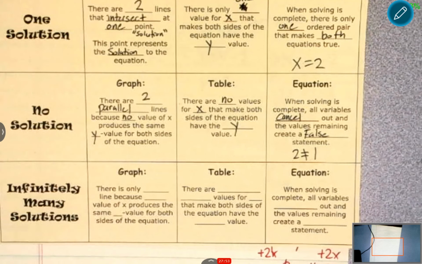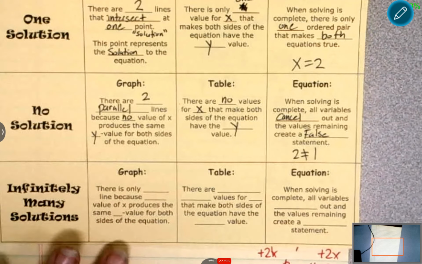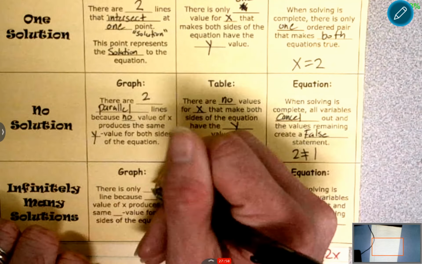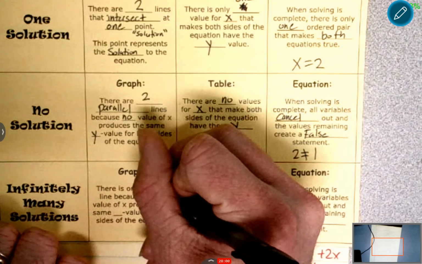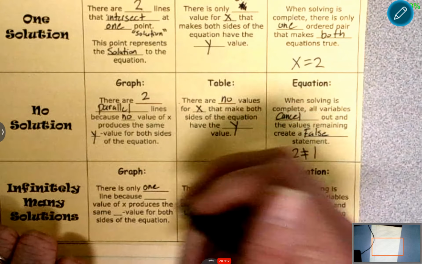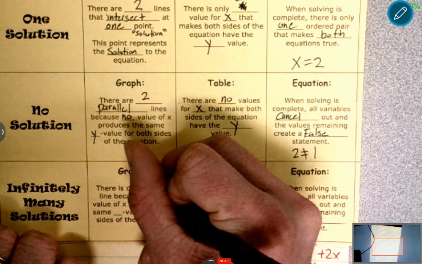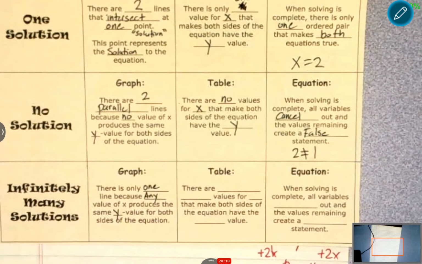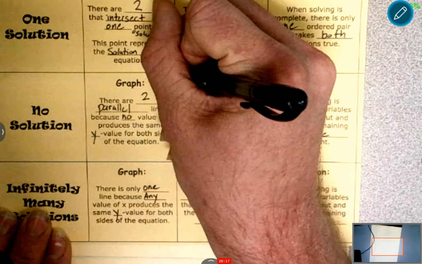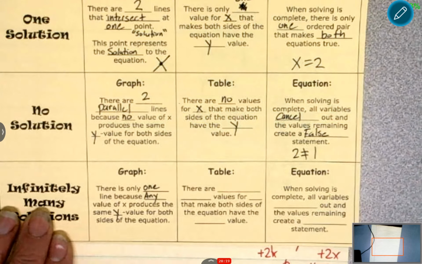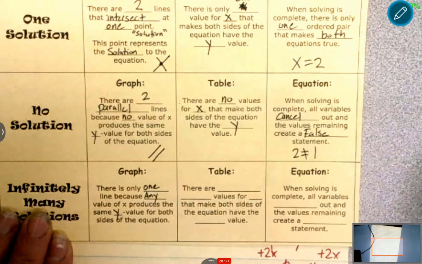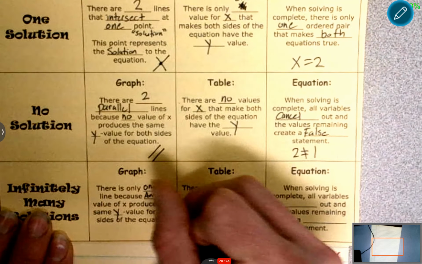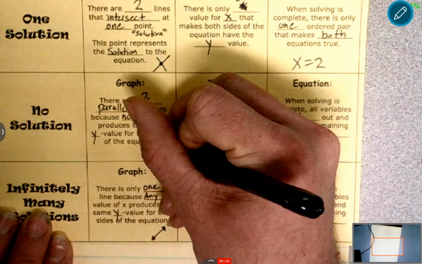With infinitely many solutions, the last type, there appears to be only one line because any value of x produces the same y value for both sides of the equation. So I'm going to draw a little picture actually for all of these. These two lines cross. These two lines don't cross. And this line appears to be only one.